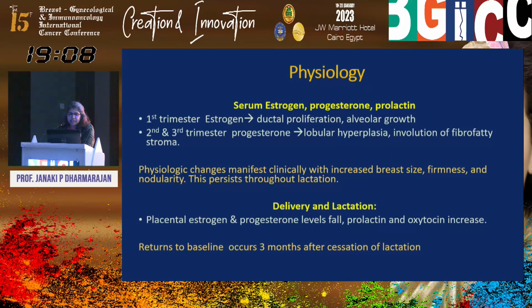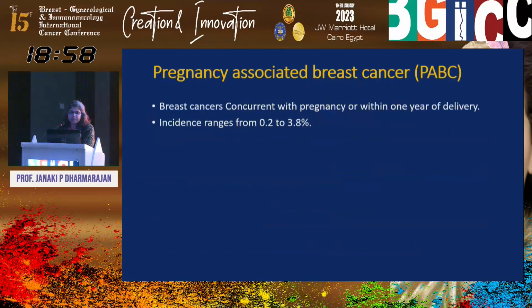Following delivery and lactation, the placental estrogen and progesterone levels fall, prolactin and oxytocin increase, and the breast returns to baseline 3 months after cessation of lactation. Pregnancy-associated breast cancers are cancers that occur concurrent with pregnancy or within 1 year of delivery, and the incidence ranges from 0.2 to 3.8% of breast cancers in women.